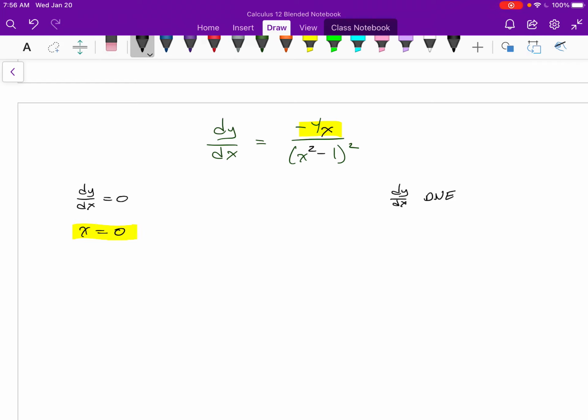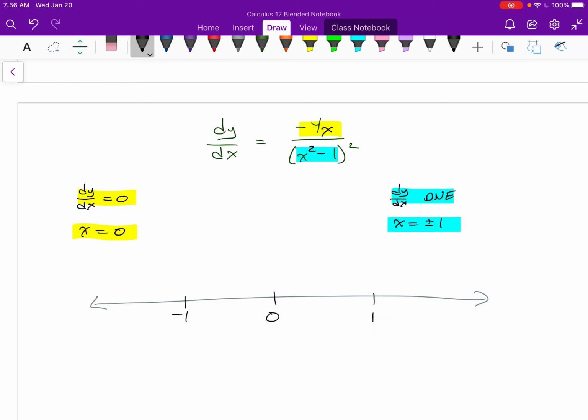However, I have another critical point, or points, when my derivative does not exist, and that's when I'm dividing by 0. And that's when x is plus or minus 1. So there's 3 critical numbers, or 3 critical points for this function: 0, 1, and negative 1. And that's it. So I now need to think about, okay, in between those critical numbers, is the function increasing or decreasing? So let me have a little number line.